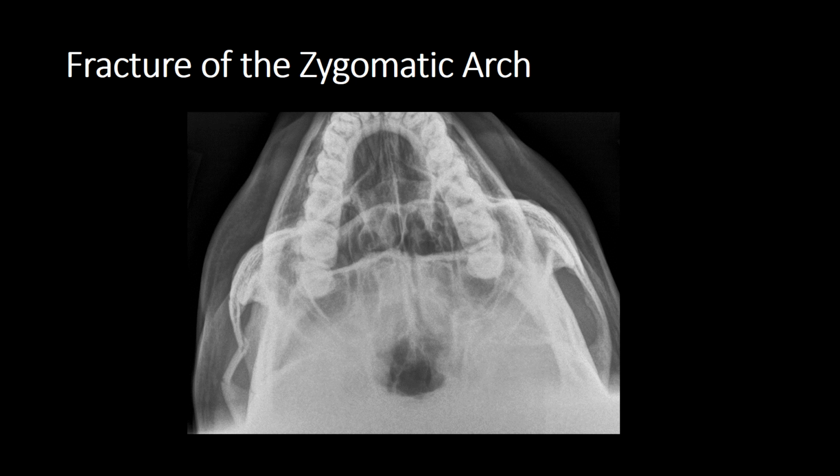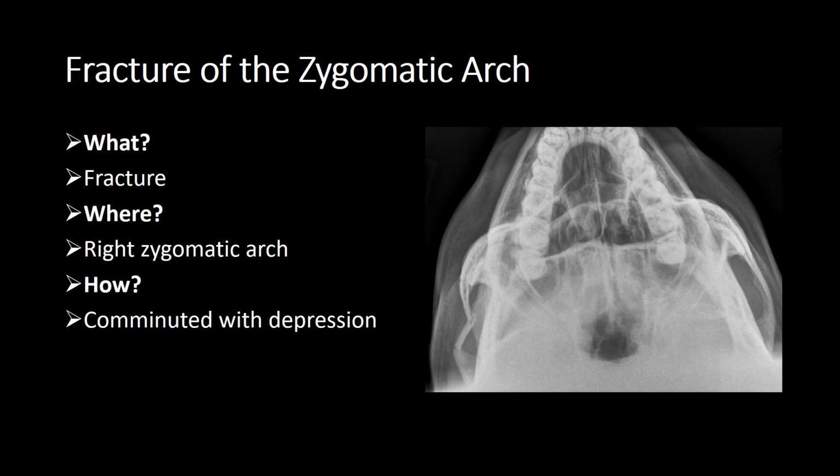So when I said classically they tend to break in 3 parts, obviously the rule of thumb does not always apply. So with this particular patient, we've sustained 2 fractures. You've got a fracture at the distal portion of the zygomatic arch, and you've got a fracture through the middle portion, which is basically the temporozygomatic suture. And then what's happened is that it's created a depression of the fracture fragment. So it has been depressed, pushed in towards the face. So what is it? It's a fracture of the right zygomatic arch. How? Comminuted with depression.